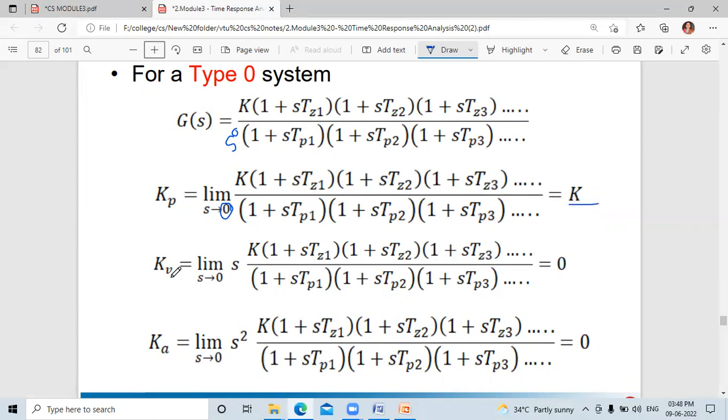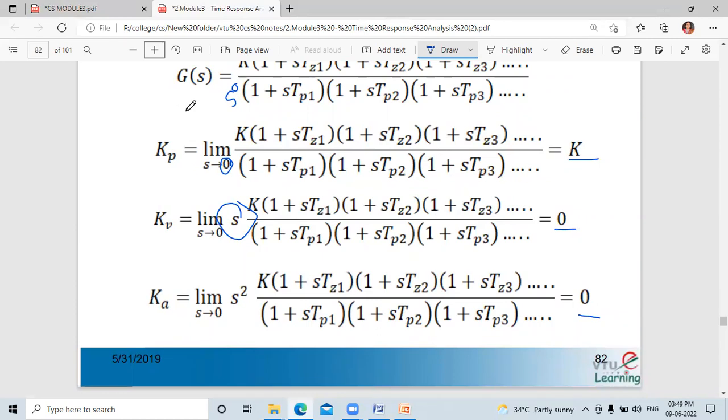Next, Kv, that is velocity, equals limit s tends to 0, s into G of s. For Ka, it is s square into G of s. Here s is there, K into 1 plus sTz1, 1 plus sTz2. When you substitute s as 0, you get 0 into something, which is 0 only, so no need to substitute. The value is 0. For Ka, s square is there, so it will also become 0. You will get the answer 0. Next, type 1. For type 1, we have s to the power of 1 in the denominator of G of s.